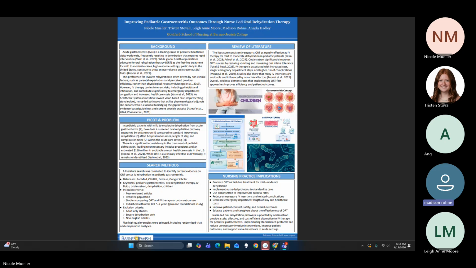Overall, oral rehydration therapy should be the first-line treatment for mild to moderate dehydration in children. It is equally effective, safer, less invasive, and more cost-effective. Improving education, protocols, and nursing involvement can help close the gap between research and practice.